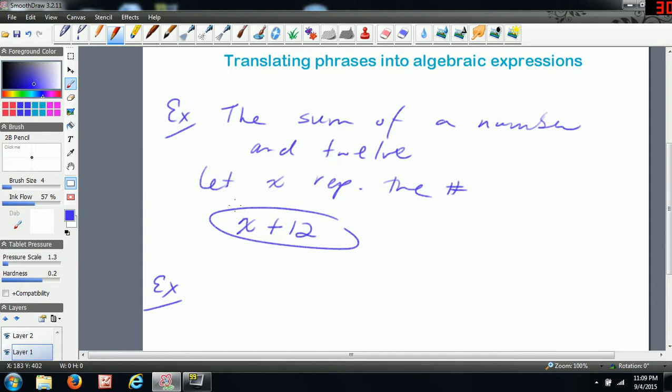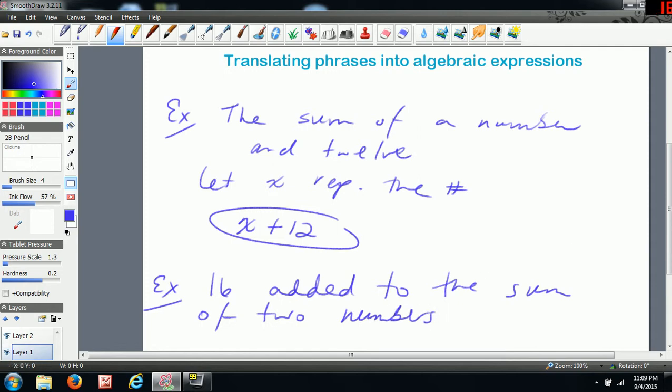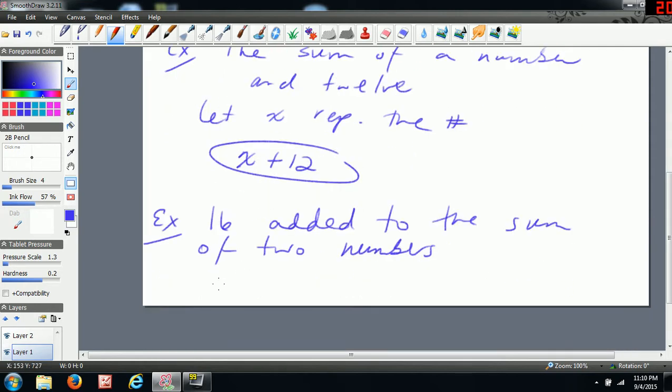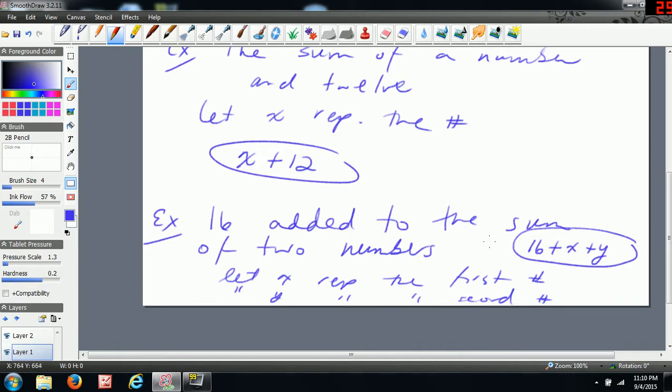Say we have another example: 16 added to the sum of two numbers. If we let x represent the first number, and let y represent the second number, then we would get 16 plus x plus y as our algebraic expression. Okay?